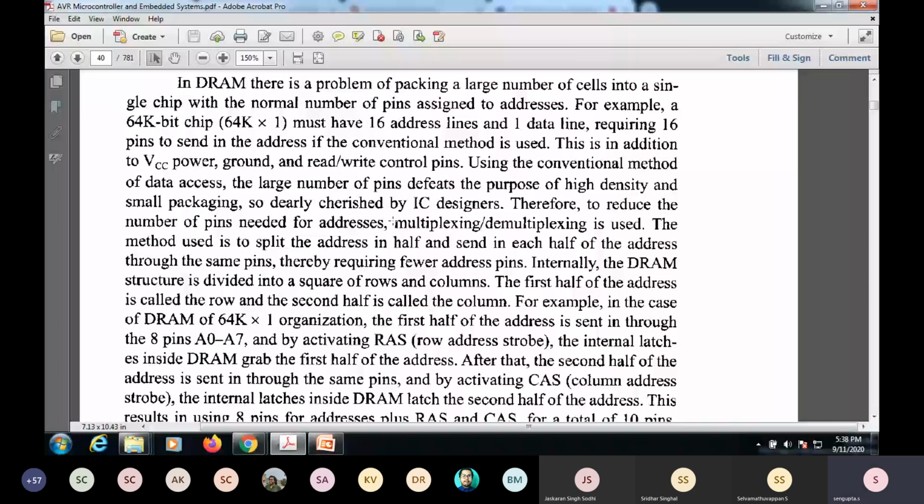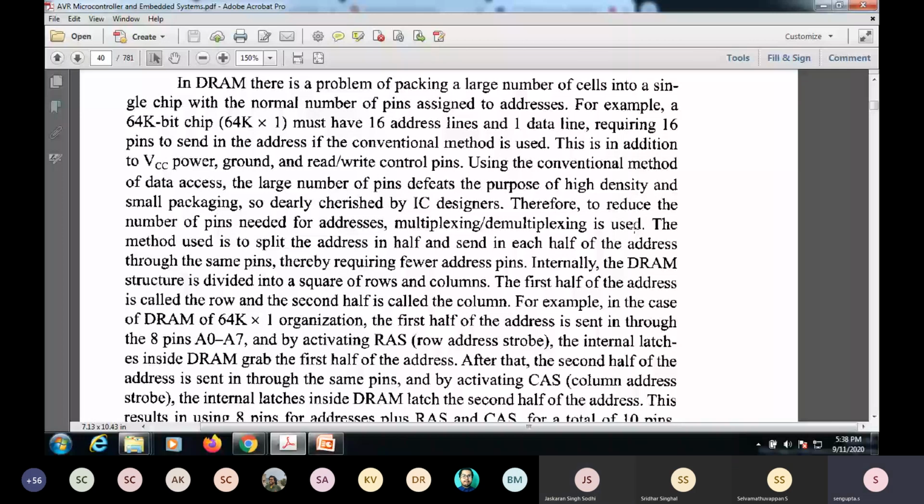Should I talk in more detail? Oh, no, sir, I understood. Because there are 16 address lines, we put it in half and half, 8 once and 8 the next time, for the same pins. They're using the same pins over and over again.